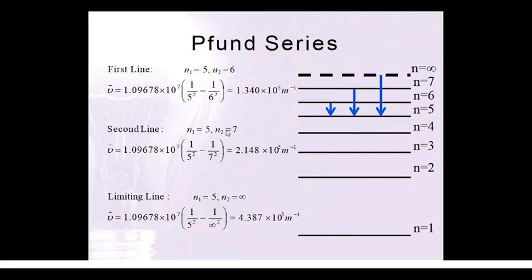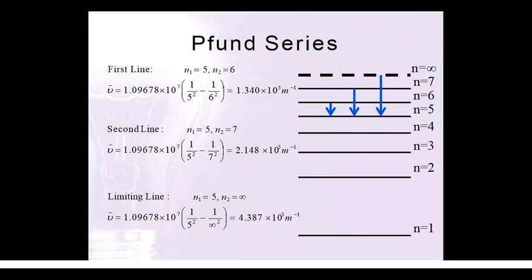Second line, from n2 is equal to 7 to n1 is equal to 5, and nu bar can be calculated. And the last one is the limiting line, which is the transition from n2 is equal to infinity to n1 is equal to 5. So again you can calculate the wave number. So these are the corresponding wave numbers when an electron makes transitions from infinity to n is equal to 5. So this series of wavelengths in the emitted hydrogen spectrum is known as the Pfund series.